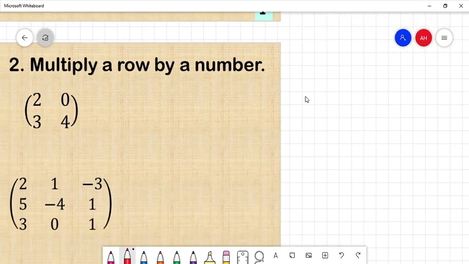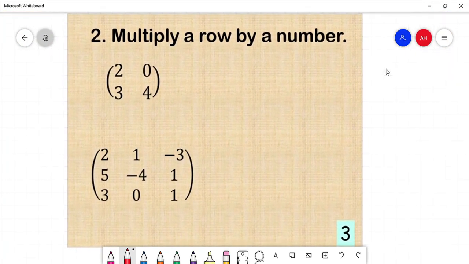Now, the second operation that we can do in our ERO is that it is allowed to multiply a row by any number except 0. We can multiply any row by any number except 0. For example, for this 2 by 2 matrix, we want to multiply row number 2 by 2, and write it down in row number 2, of course, and see what happened.